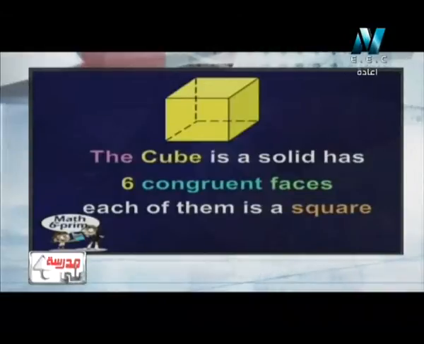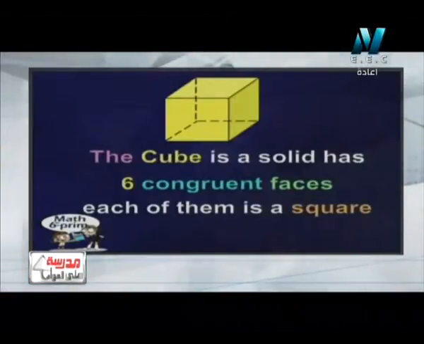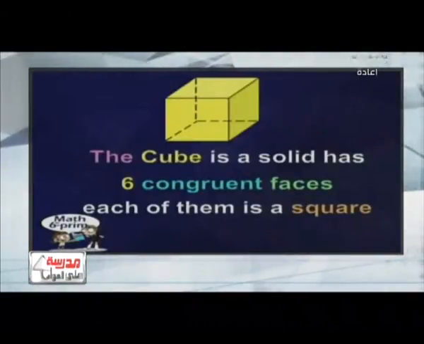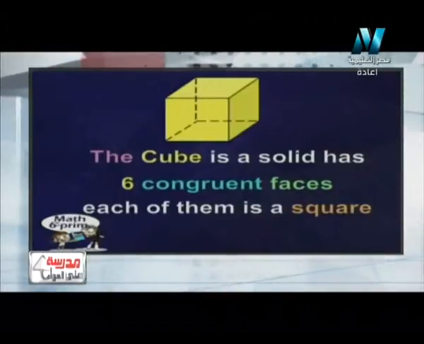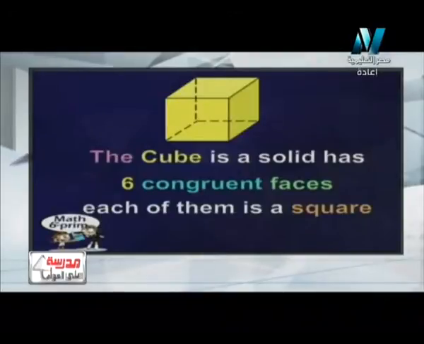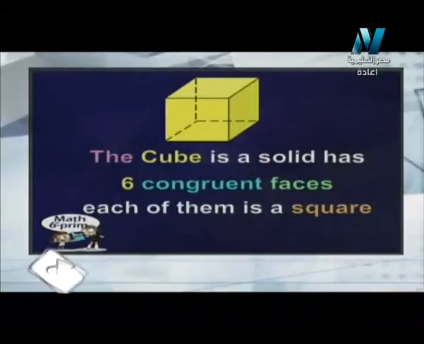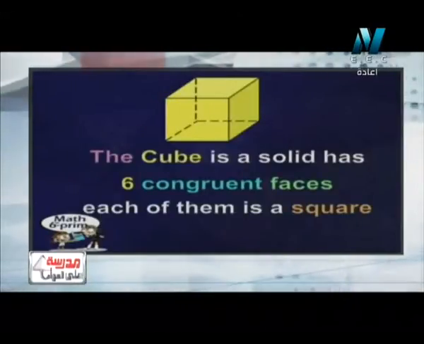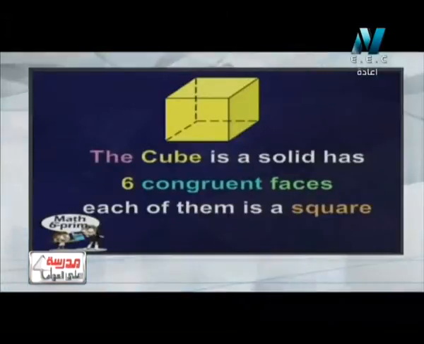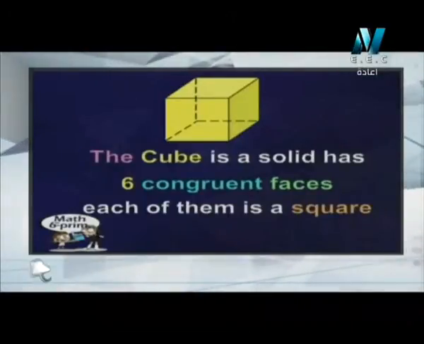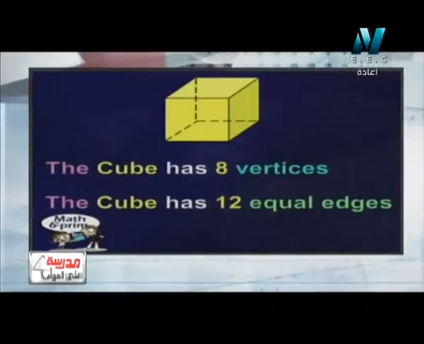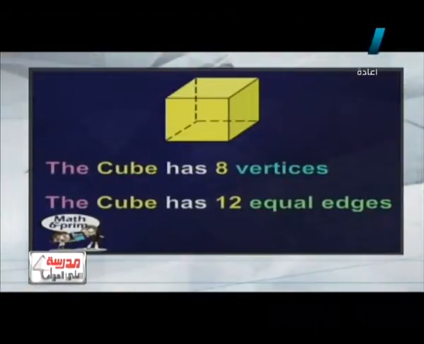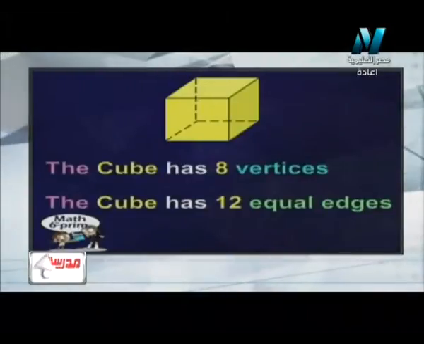It's a very important point, don't forget it. All faces are congruent and equal in area. The 6 faces are: 4 lateral faces, each of them a square, and 2 bases, up and down. All of them are equal in area and congruent, as you see. The cube has 8 vertices, and the cube has 12 equal edges.